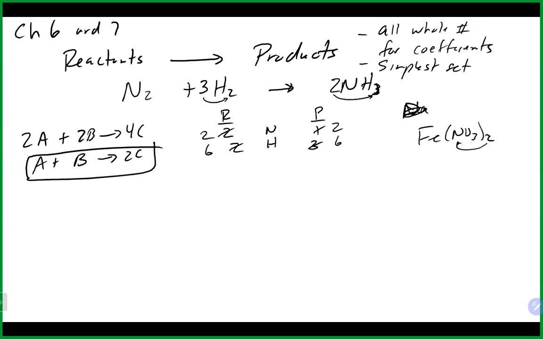This 2 obviously gets distributed into each of those things. So there would be 2 nitrogens, 6 oxygens, and 1 iron. Also, if you put a number in front, it also gets distributed to everybody.